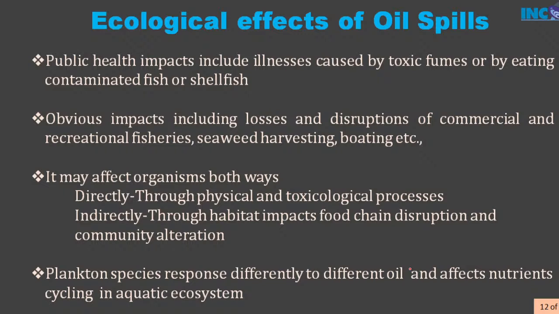Some plankton species respond differently to different oils. It will mainly affect nutrient cycling in the aquatic ecosystem, like nitrate, carbon, sulfur, phosphorus, and different nutrients which are most important for organism growth. If that is affected, then we will not get primary production. Finally, it will ultimately affect fish production in the coastal region as well as in the open ocean.